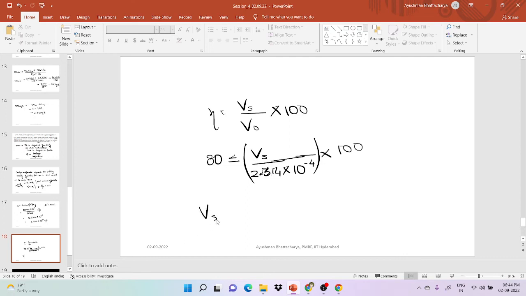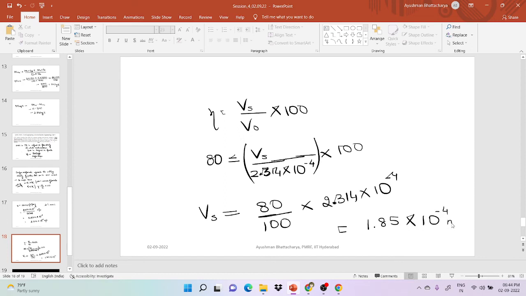Now Vs will be 80 divided by 100 into 2.314 into 10 raised to minus 4. So it will come out to be 1.85 into 10 raised to minus 4 meter per second. So knowing the Vs, we can now calculate the diameter of the particle.